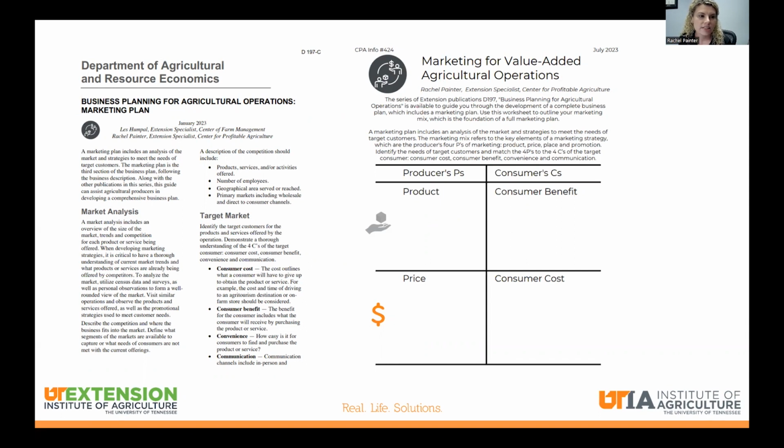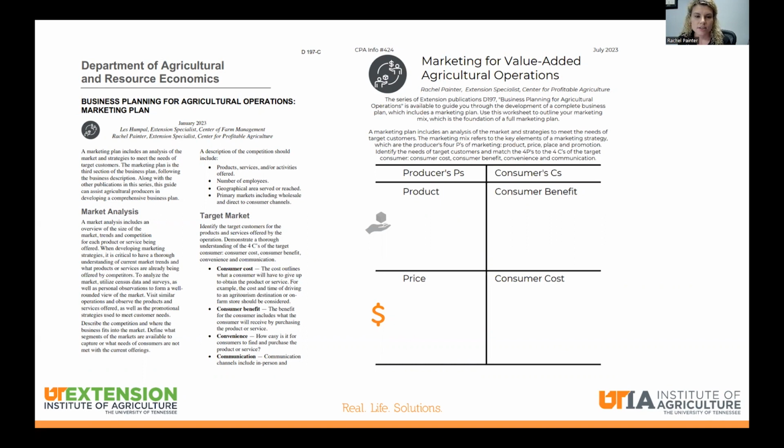D197-C. This is part of a series on writing a business plan. There's one on a business description, there's one on a financial plan, and then the overall document, document A in that series, is how to pull all of that together to write a business plan. Again, you can find that link in the description of this video and online on the UT Extension publication page. The one on the right is a worksheet that you can use in tandem with that publication series. It is meant to be some areas for you to write down notes as you begin writing your marketing plan.